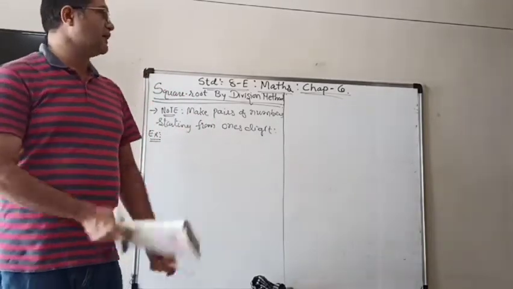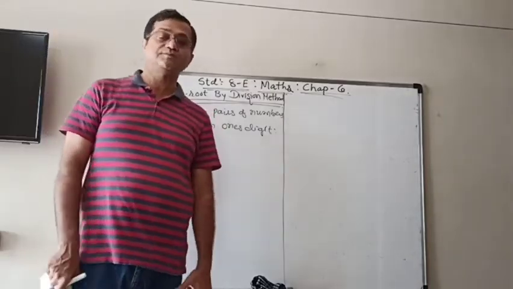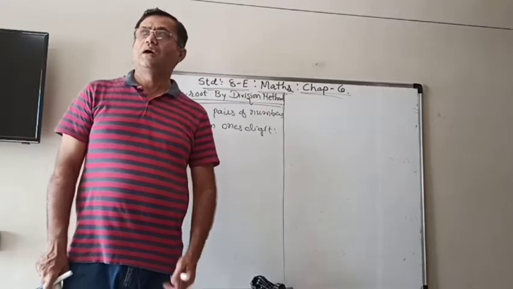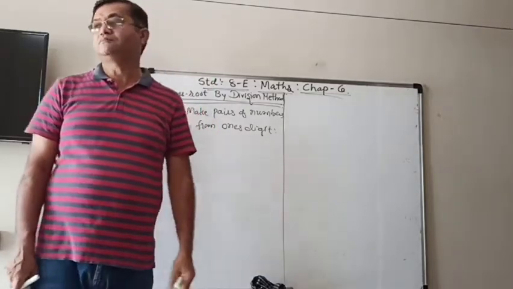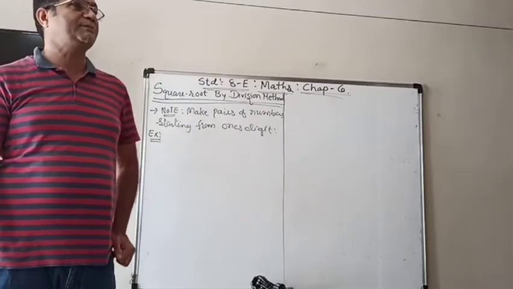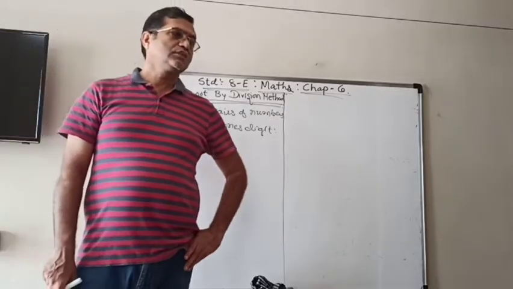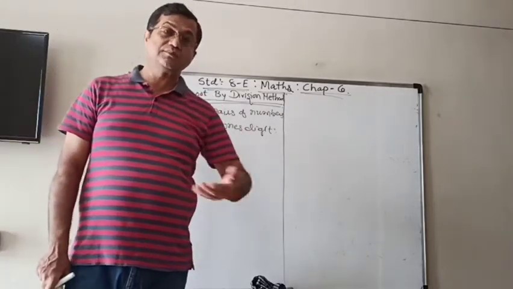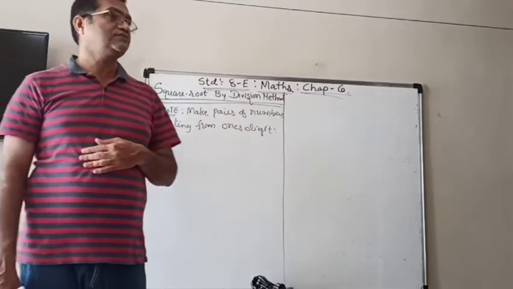Standard 8 Maths chapter number 6 Squares and Square Roots, in which until now we learned the different methods, different patterns on the square numbers, how to find the square root by prime factorization and so on.